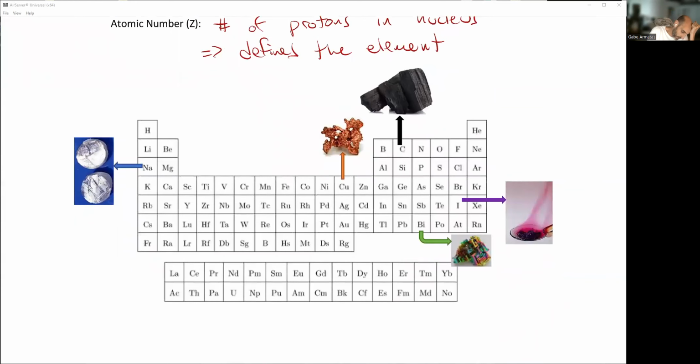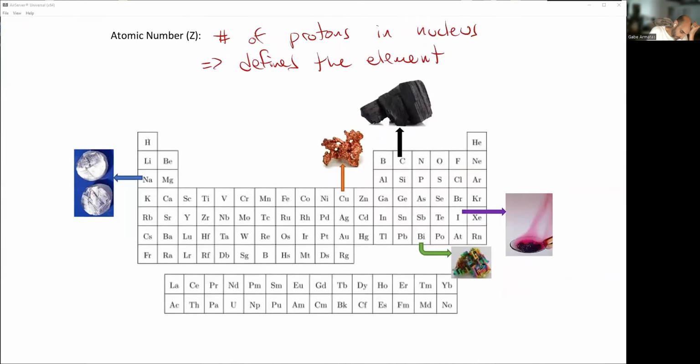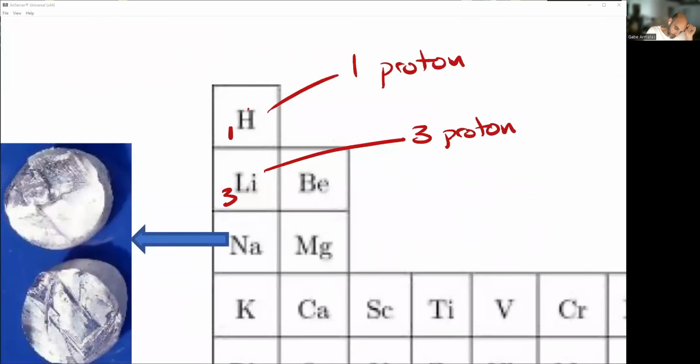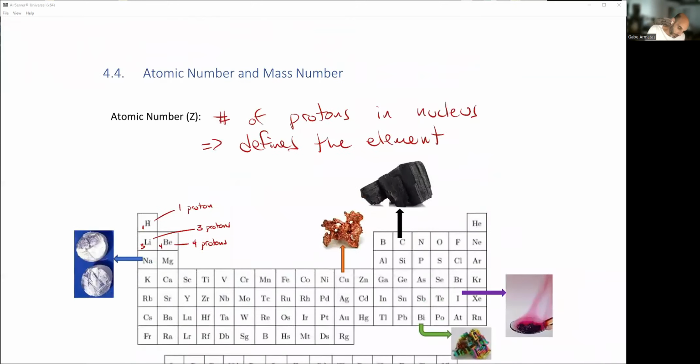So hydrogen, again, we focus on hydrogen. Hydrogen has an atomic number of 1, and the atomic number usually goes in the lower left. All hydrogen will have 1 proton. Lithium has an atomic number of 3. All lithiums are going to have 3 protons. If I add a 4th proton, it becomes beryllium. So the number of protons in the nucleus defines the element.